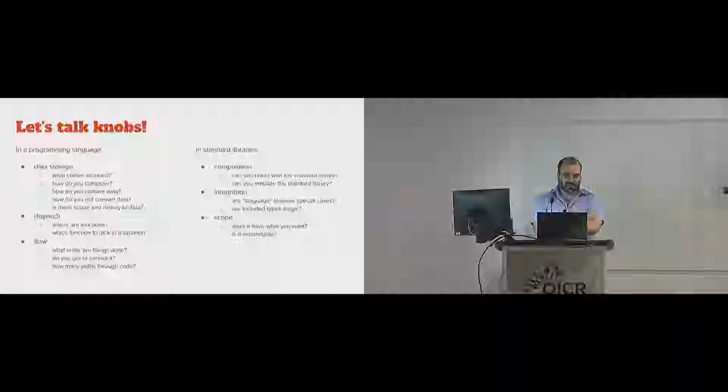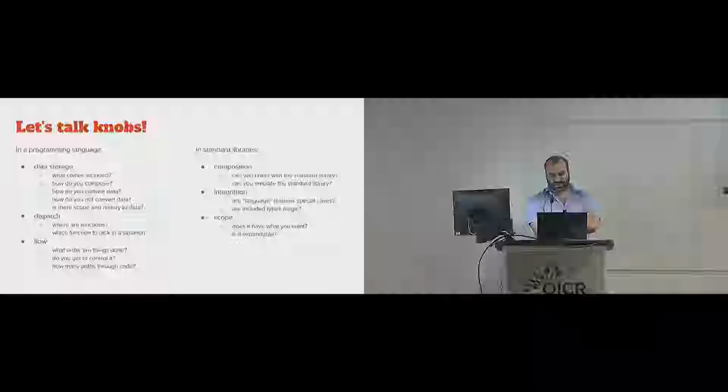There's also the idea of flow. What order are things done in? How do you control order of operations, short-circuiting, things like that? How many paths are there through your code? Do you just have a straight run-through? Do you have some kind of asynchronous method? Do you have something like an exception that allows you indirect code flow?